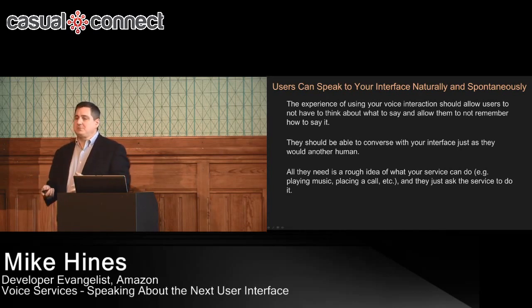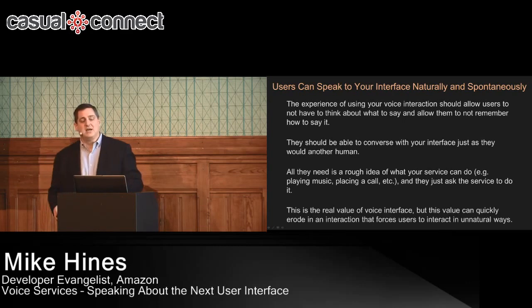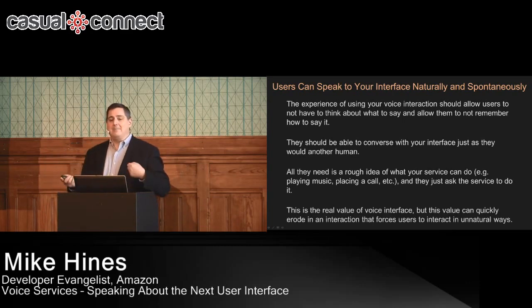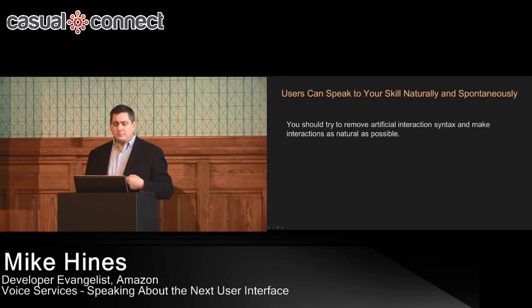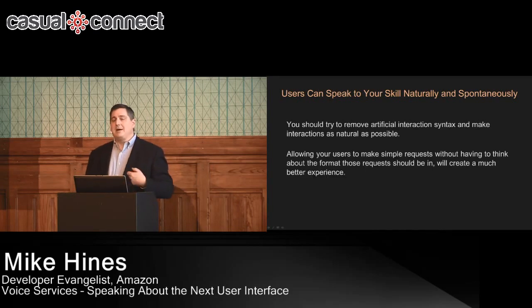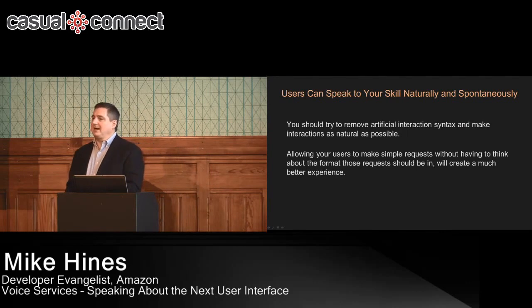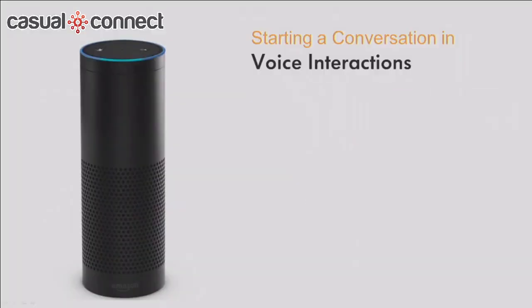Your service needs to be smart enough to figure out the context that the user needs to be in and make that natural. Now, we're going to do that by removing the artificial syntax, and we're going to do that by making it possible for your service to recognize simple requests. And we're going to do that by making it easy to start a voice conversation. We call that invoking your service.